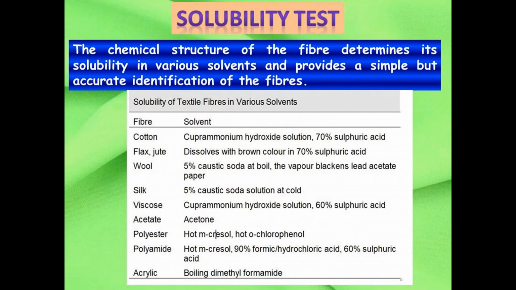Solubility test: the chemical structure of the fiber determines its solubility in various solvents and provides a simple but accurate identification of the fiber. Cotton: solvent is cuprammonium hydroxide solution, 70% sulfuric acid. Flax and jute: dissolved with brown color in 70% sulfuric acid. Wool: dissolves in 5% caustic soda at boil. Vapor blackens lead acetate paper. Silk: dissolves in 5% caustic soda solution at cold.